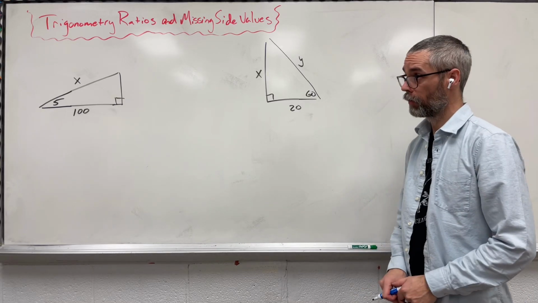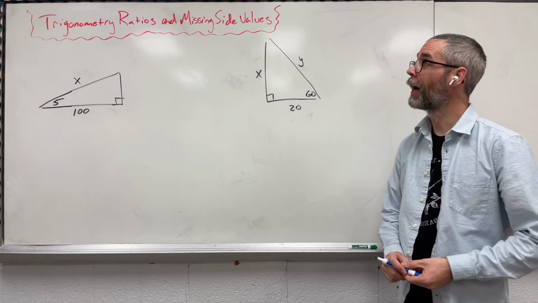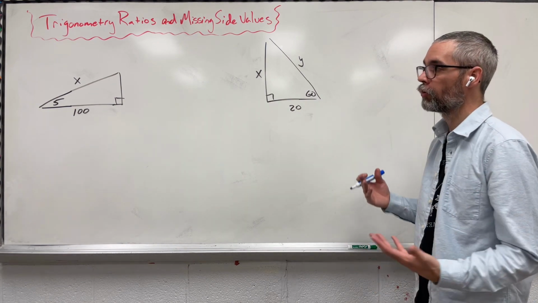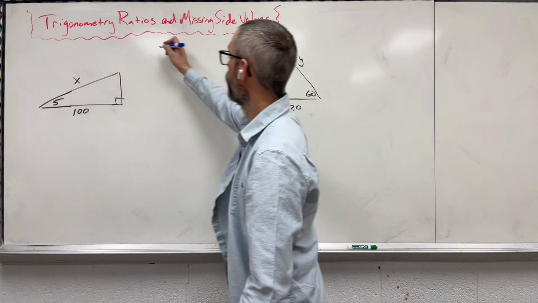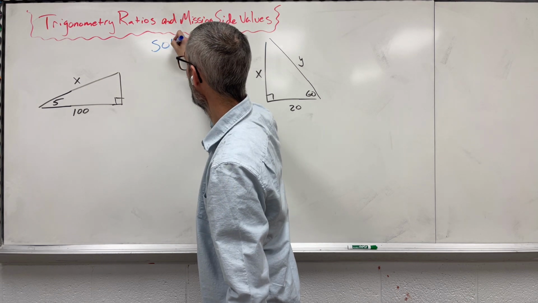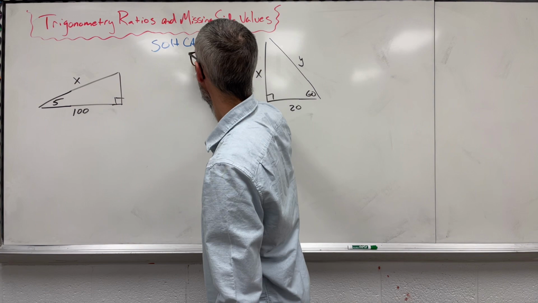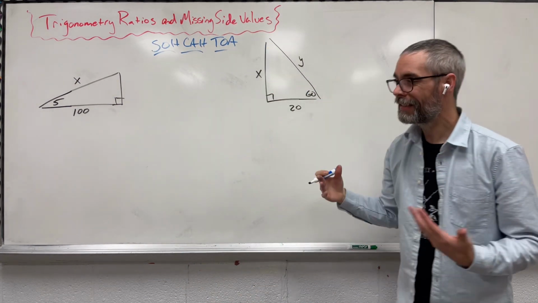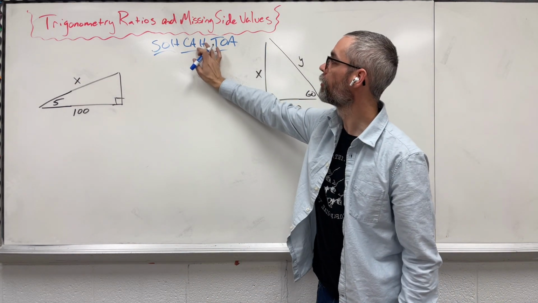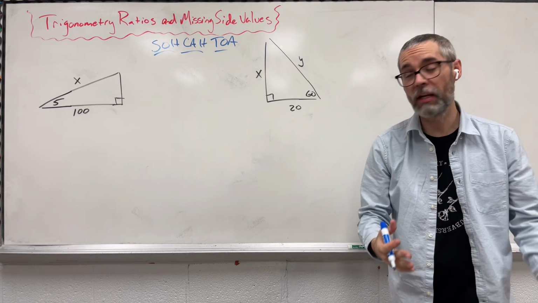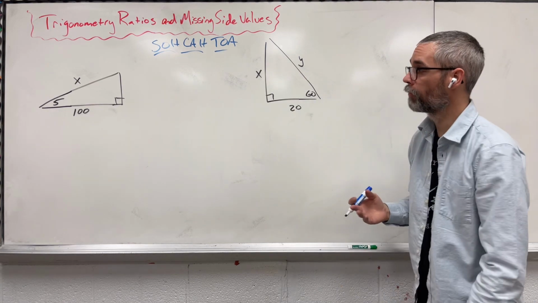Hi, today we're going to take a look at trig ratios and using that to find missing side values. Before we do anything with trig ratios, we need to set up our rules. So we write down at the top of our page, SOH CAH TOA. This statement tells us our rules. It tells us how we set up our fractions, how we set up our ratios. So let's get going with this first one.